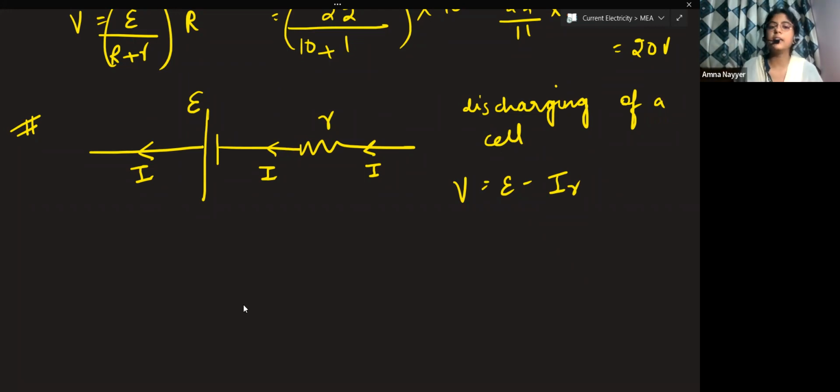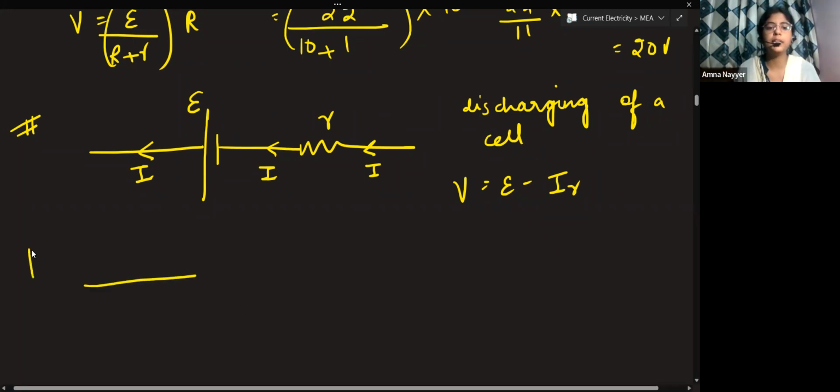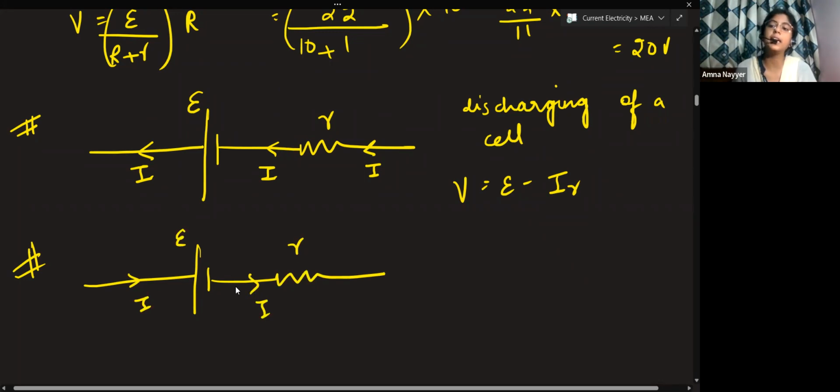But if it is charging, for example, if it is in this manner, small r is there, this is the EMF. Current is going into the cell, meaning current is moving out from the negative terminal of the cell in this manner. Then V becomes E plus Ir. This is called charging of a cell.